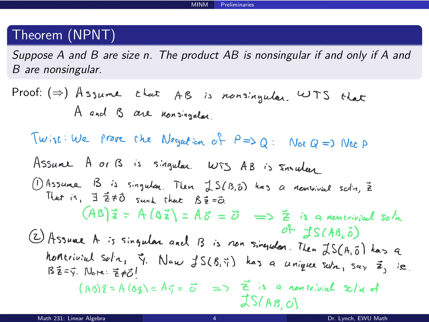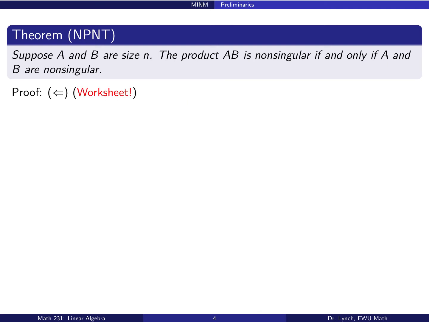Okay, so if A or B is singular, then AB is singular, and that is, again, the proof of the statement that if AB is non-singular, both A and B are non-singular. Now, of course, this is an if and only if statement, so we also need to prove the statement that Q implies P. And I'll go ahead and leave that for you.